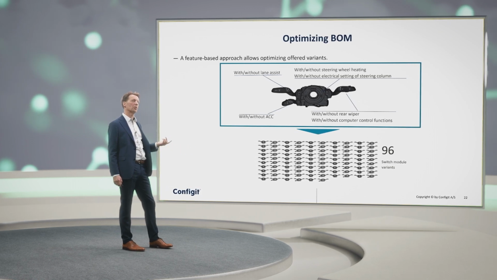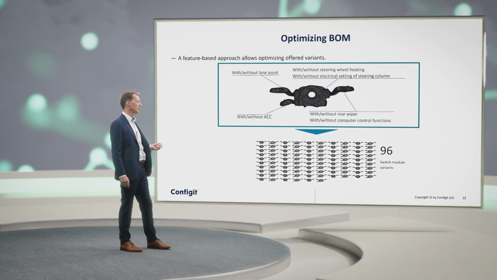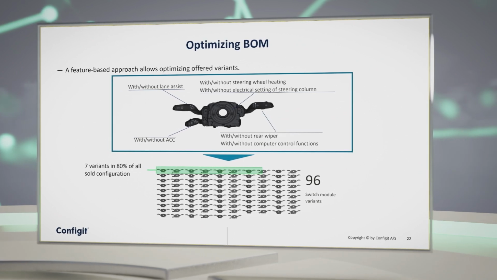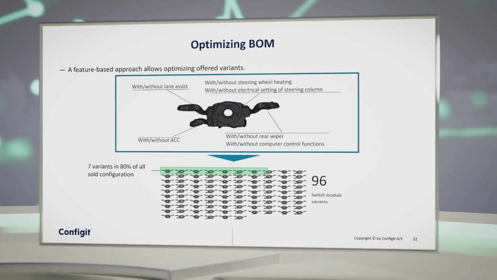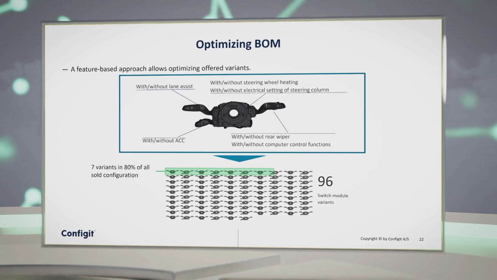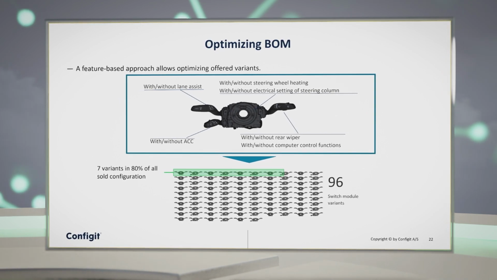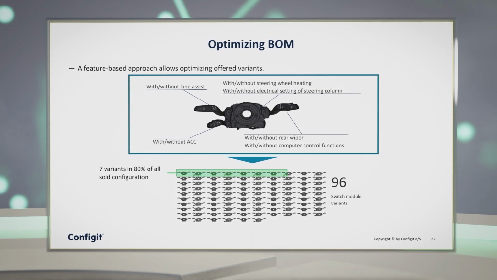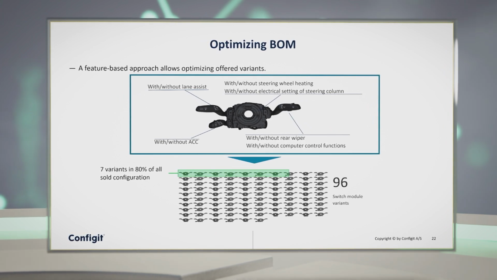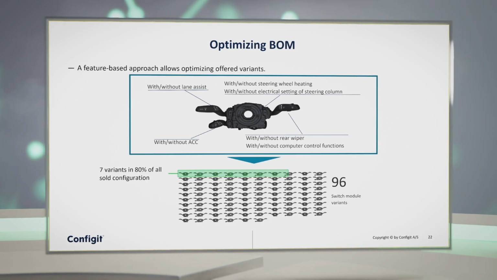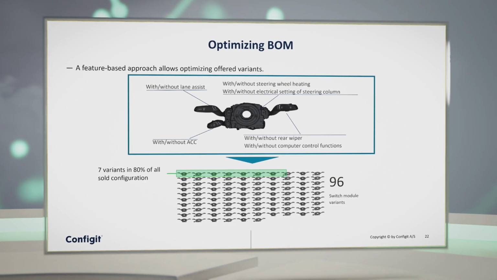And if you then start looking at the statistics and what is actually being selected and is being put on the cars out there, you will find that only 7 of those variants make up for 80% of all the sold configurations. So this type of analysis of looking at the solution spaces, in this case focusing on the part of the bill of material that had to do with this component behind the steering wheel, allows you to do optimizations. Now, how can you then simplify this? How can you reduce the 96 down to a smaller number?